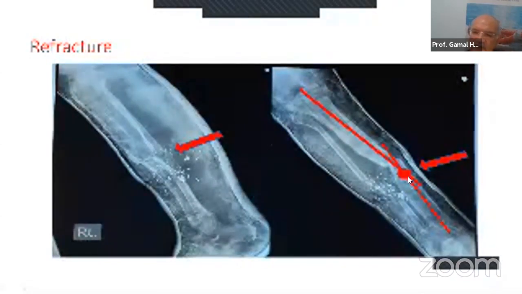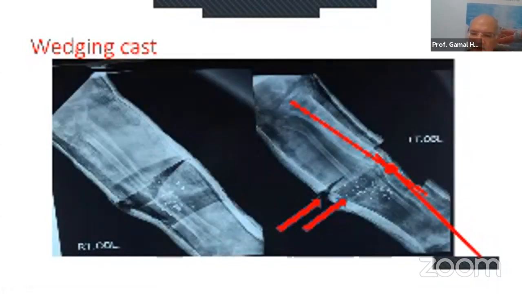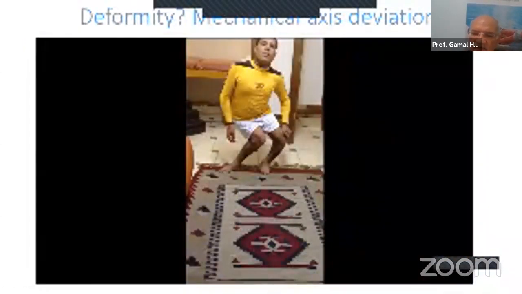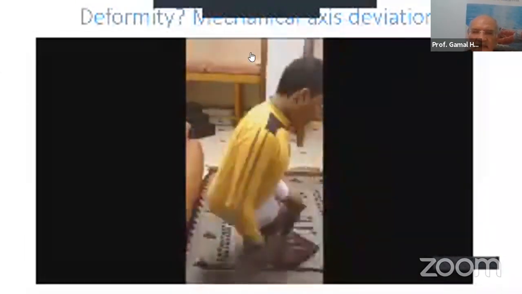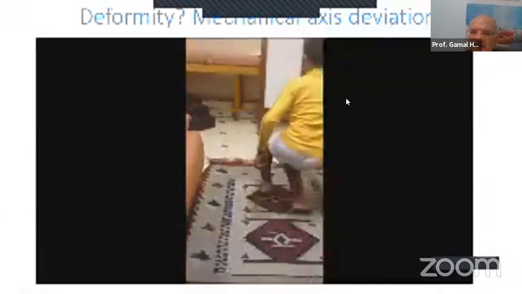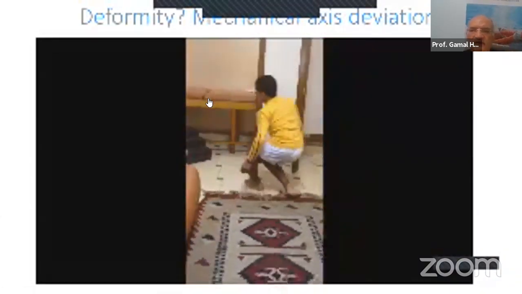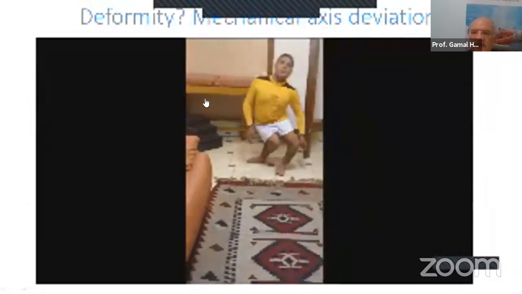We project the axis of the distal tibia and we project the axis of the proximal tibia, and they meet each other not exactly at the site of the fracture. And we build the wedge at a different area from the site of the fracture. And this is exactly the deformity, the mechanical axis. People describe the deformity as a mechanical axis deviation.